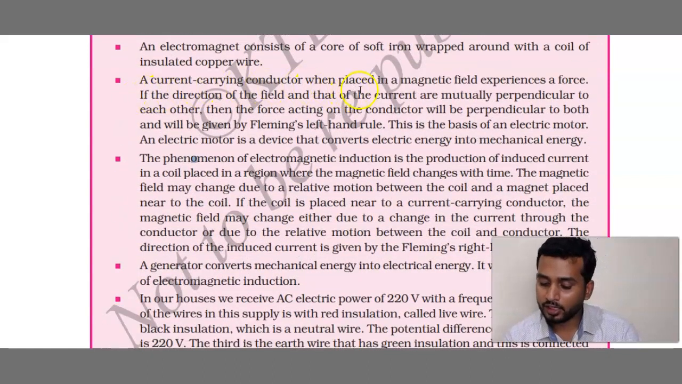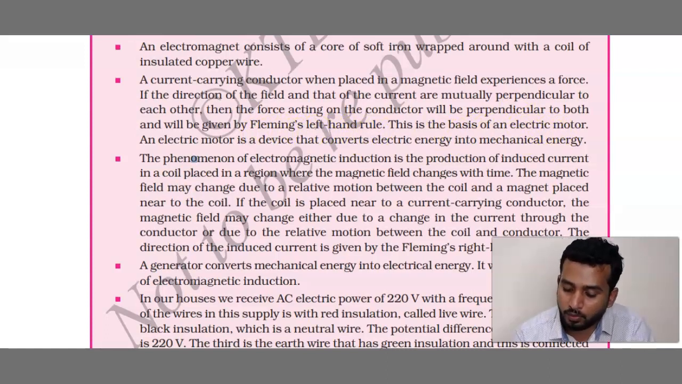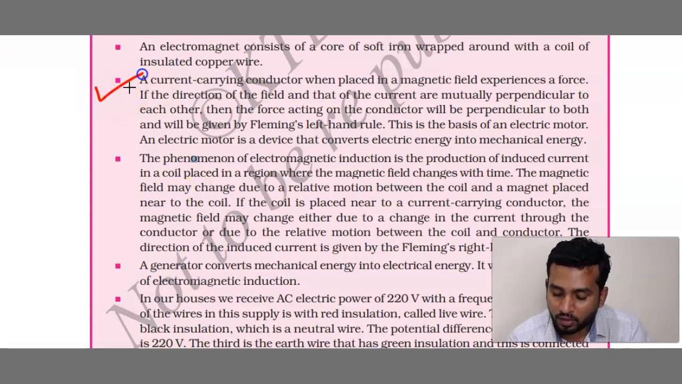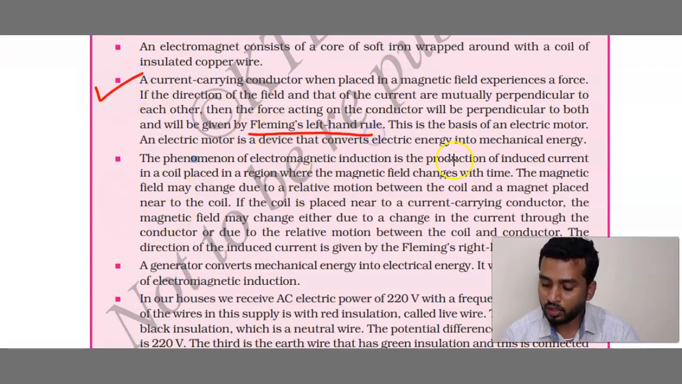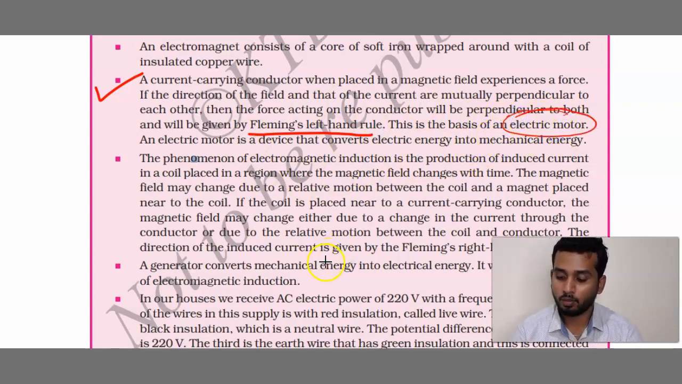A current carrying conductor when placed in a magnetic field experiences a force. If the direction of the field and that of the current are mutually perpendicular to each other, then the force acting on the conductor will be perpendicular to both and will be given by Fleming's left hand rule. This is the basis of an electric motor. Very important point, children. Here he has defined Fleming's left hand rule, and Fleming's left hand rule is based on the electric motor.